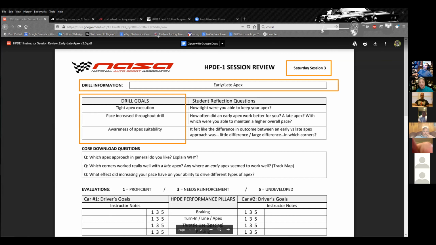And now John, this is information that is tied in and related to the classroom right now. This is what you've just talked about, correct? Yeah. So this Saturday session 3 comes after the classroom session where we're talking about apex, right? What is a mid apex? What is an early apex? What's a late apex? And we're talking about the line, in terms of what the driver is looking for.